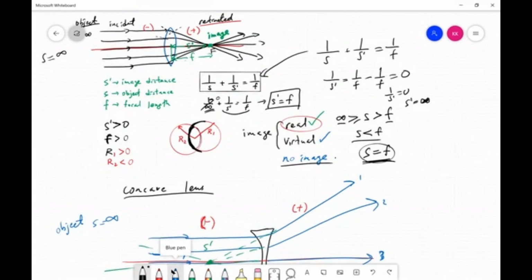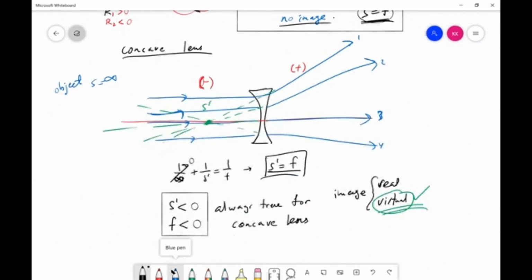So you get really interesting cases with the convex lens. So that's why saying that the image is always real for the convex or converging lens will be false. It gives you a real image, it gives you a virtual image, it gives you no image, depending on where the object is.